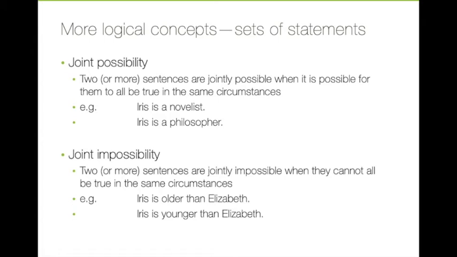Contrast that with joint impossibility. Two or more statements are jointly impossible when they can't be true in the same circumstances. So the next two sentences are jointly impossible. Iris is older than Elizabeth. Iris is younger than Elizabeth. It's not possible for one person to be both older and younger. So these two statements can't ever be true in the same circumstances. So either it's the case that Iris is older than Elizabeth, or it's the case that Iris is younger than Elizabeth. But only one or the other can be true.